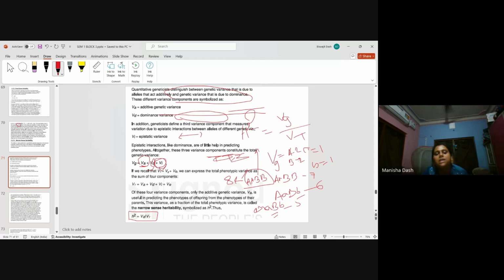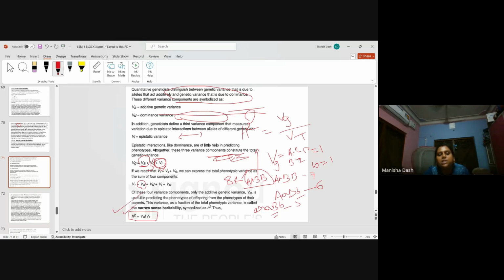So usually epistasis can be ignored because we cannot actually quantify it. Qualitatively, maybe one gene will be inhibiting the expression of the other, so that will also contribute to the variation in the character. Among the total phenotypic variance, only the part contributed by the additive effect of the genes is called the narrow sense heritability.